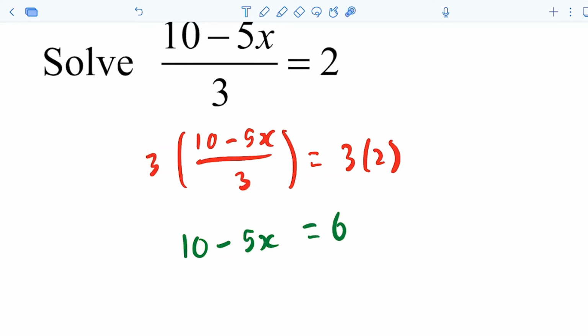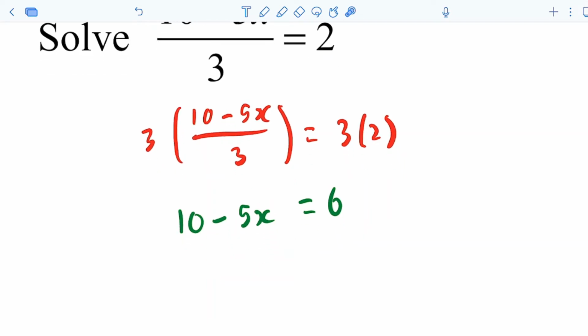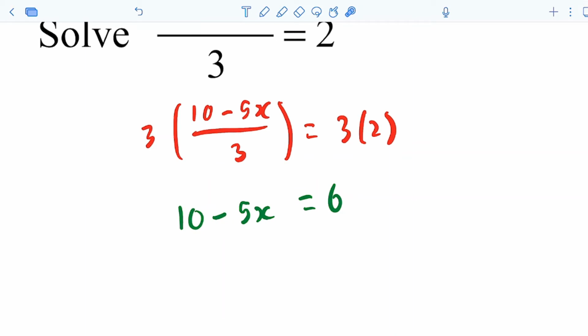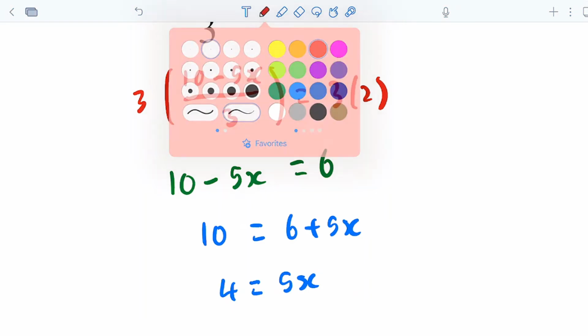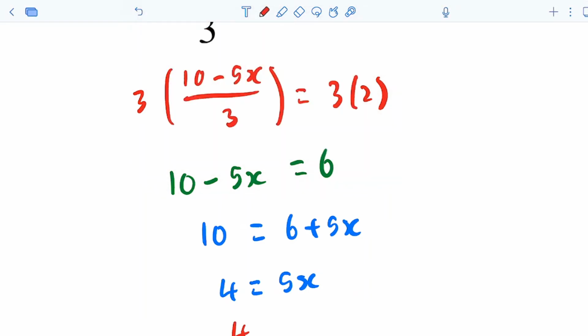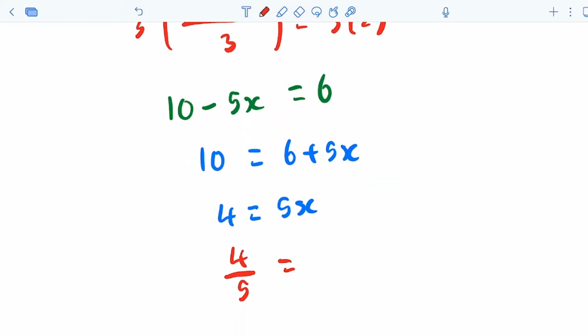Now this time, as we've got a negative 5x, we want to try and make that positive, so the easiest way to do that is to plus 5x to both sides. So plus 5x to both sides, we get 10 is equal to 6 plus 5x. And then to get all the numbers onto one side of the equal sign, we take 6 away from both sides to get 4 is equal to 5x. And therefore, we get 4 divided by 5 is equal to x.